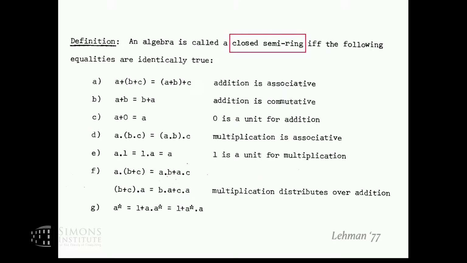Remy? Yeah. Can you help me understand why we're doing the 1 plus part?